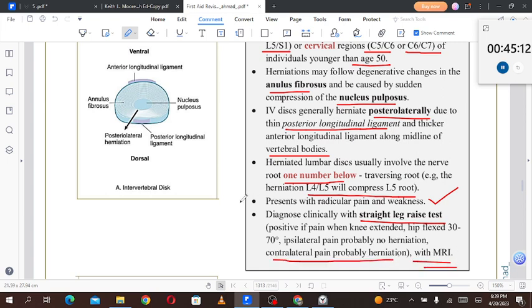So these are some tests which are written in some Greek language. I cannot understand that. So ipsilateral pain, probably no herniation. If there is ipsilateral pain radiation, probably there is no herniation. And if the pain is radiating contralaterally, there is a probability of herniation, and it is confirmed with MRI.